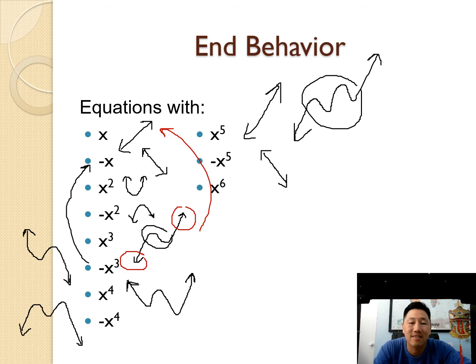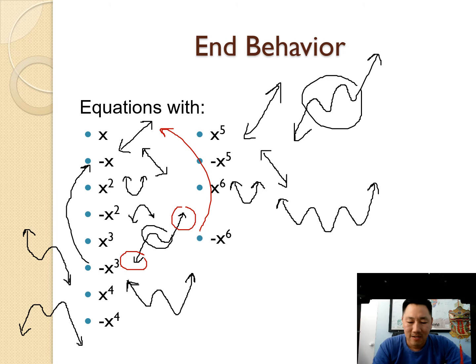X to the 6th, what do you think? In general, it's going to look like a parabola, a happy face. In reality, it's going to be 1, 2, 3, 4, 5, 6. A negative x to the 6th, in general, is going to have both sides down, down.